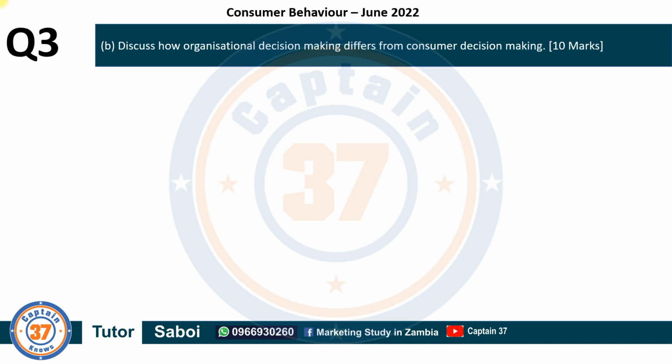Question number 3b. This read as follows: Discuss how organizational decision-making differs from consumer decision-making. 10 marks.